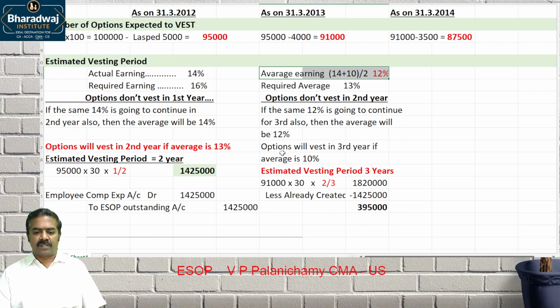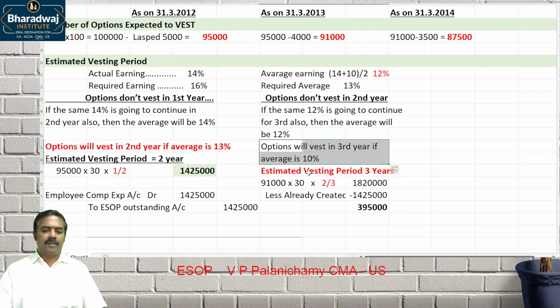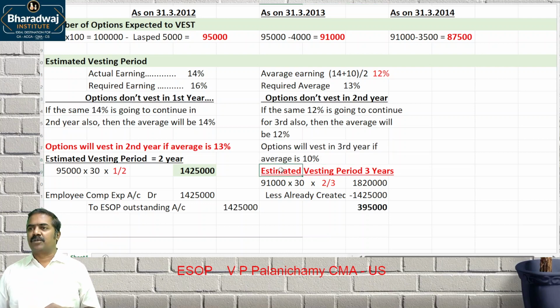More than 10%. My required average will be more than 10%. So now the estimated vesting period goes to the third year. Estimated vesting period goes to how many years? 3 years. So 91,000 options into 30 fair value.